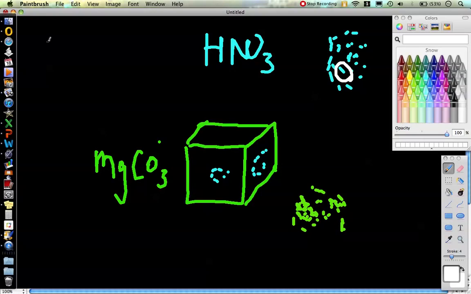So you can summarize that by doing an increase in SA, surface area, equals an increase in reaction rate. And that pretty much summarizes chapter 11.3.